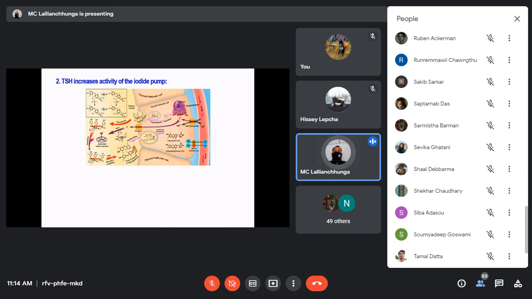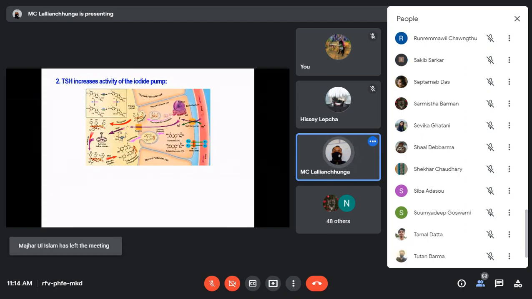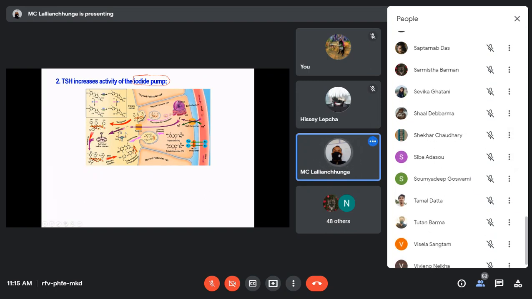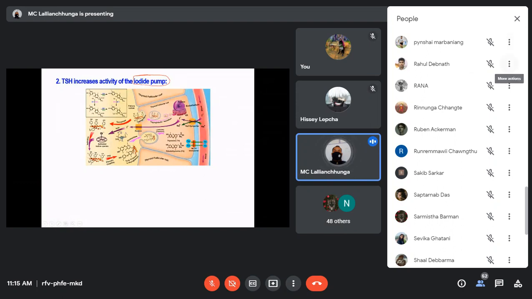What is point number 2? TSH increases the activity of the iodide pump. We have already discussed the iodide pump; it means trapping of iodine from the bloodstream. Let's say these are the capillaries running through the thyroid gland, and here is the follicular cell. On the basal side you can see the sodium iodide symporter, which transports iodine along with sodium to the inside of the cell.